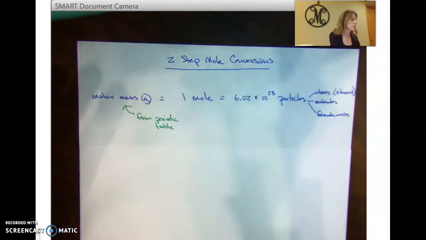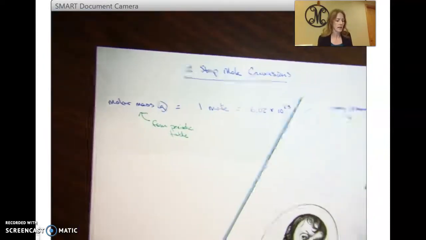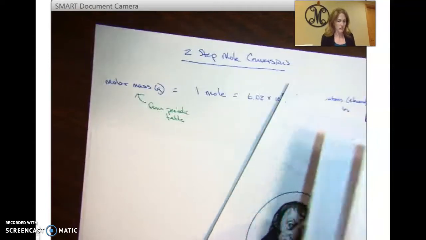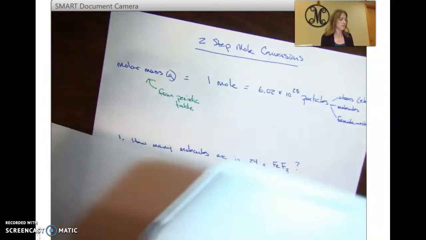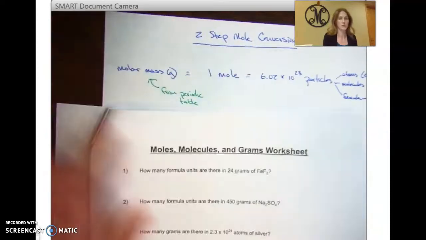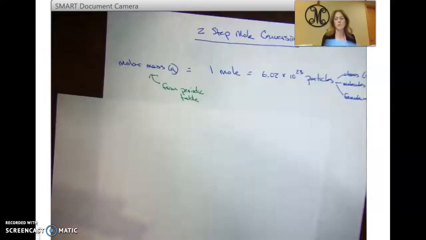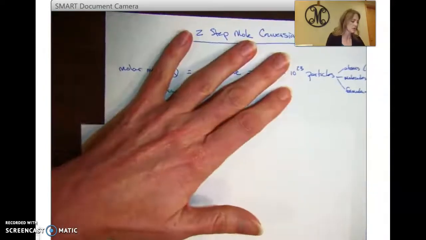So if you want to get your worksheet out in your packet, where I'm in the mole packet, you could turn to page 7, Moles, Molecules, and Grams worksheet. I have this as number 7 in your packet. I'm going to work a couple of these for you.